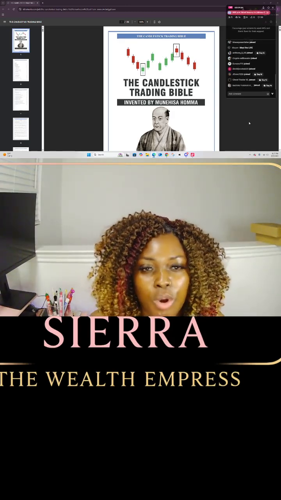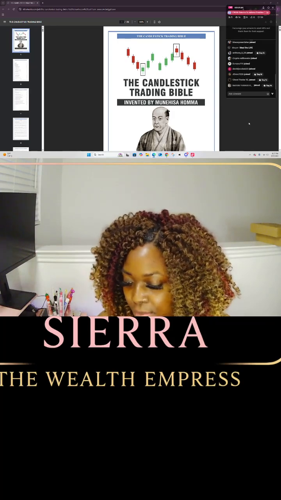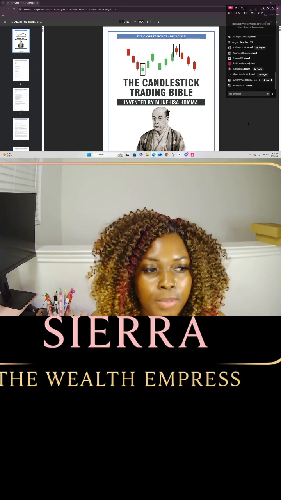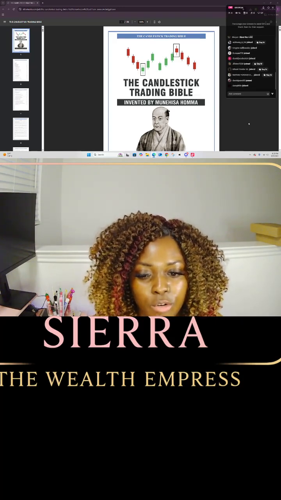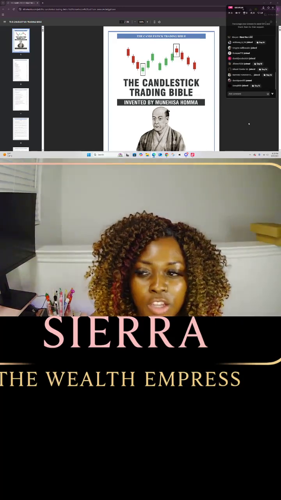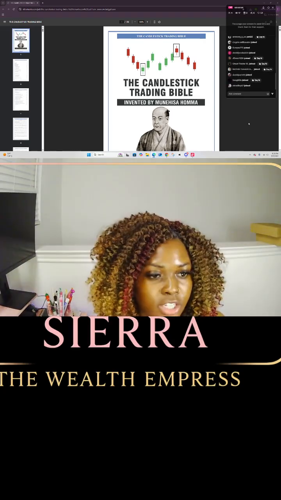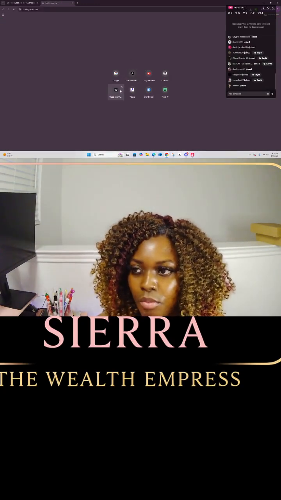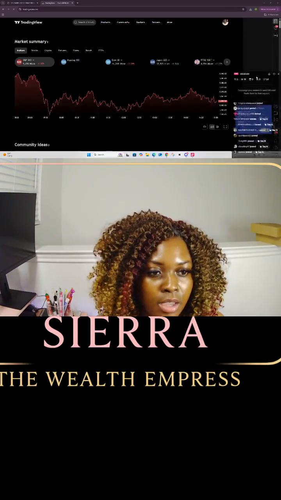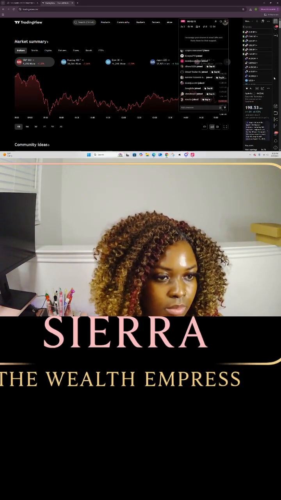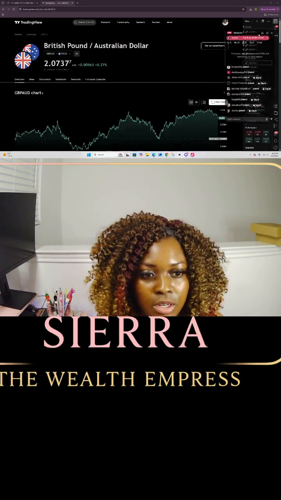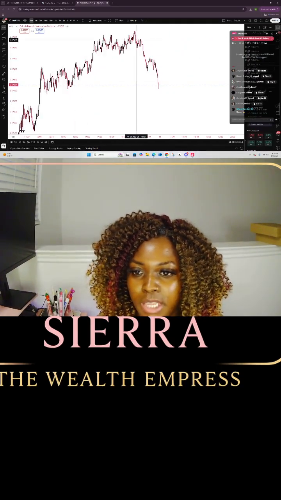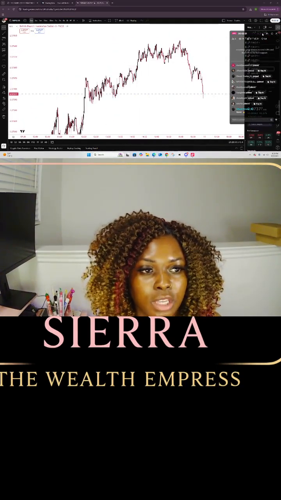Okay, so today and the next couple of days, or however long it takes us to get through it, we will be going through the Candlestick Trading Bible. If you don't know, I trade the Japanese candlesticks, that's what these candlesticks are called here. We can pull this chart up. We're just going to pull up any chart. So that's what these candlesticks are called, Japanese candlesticks.